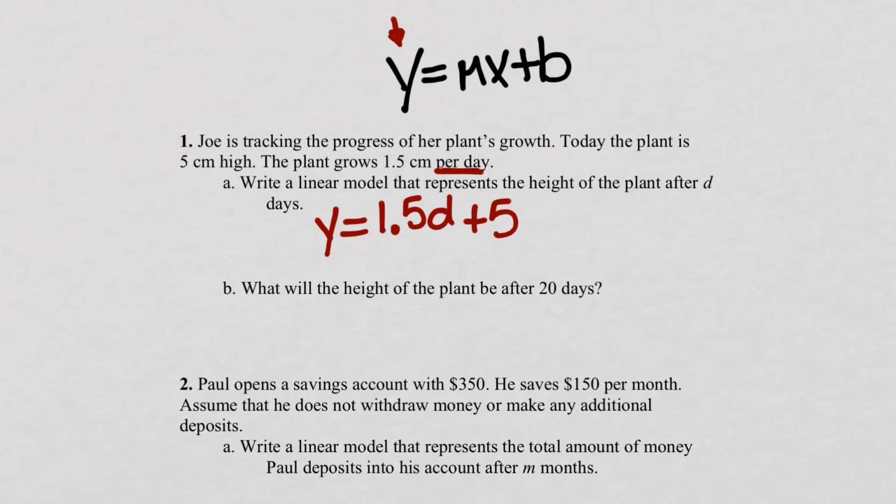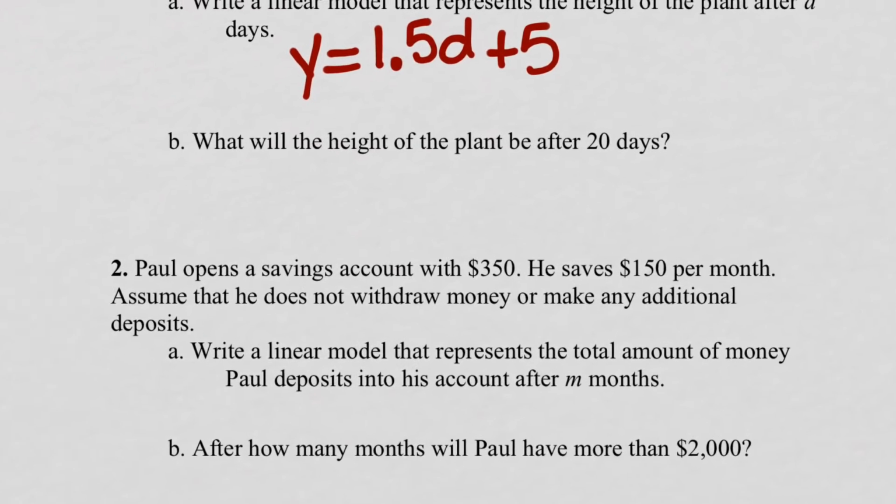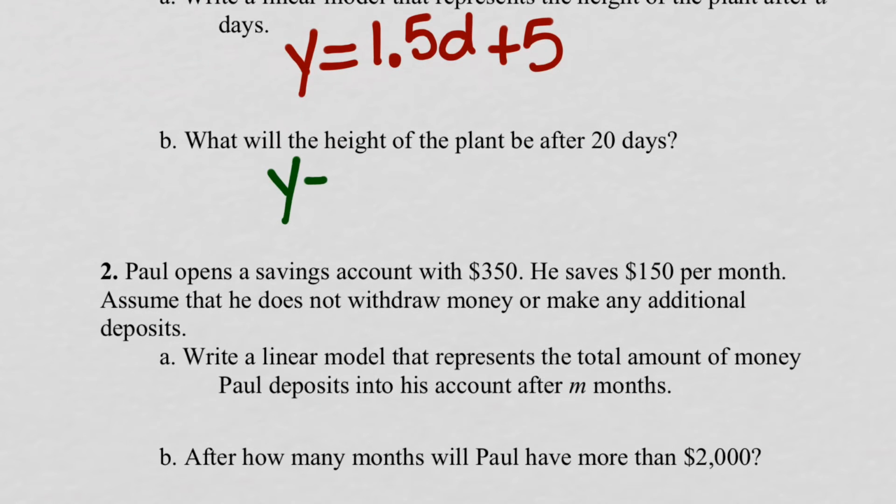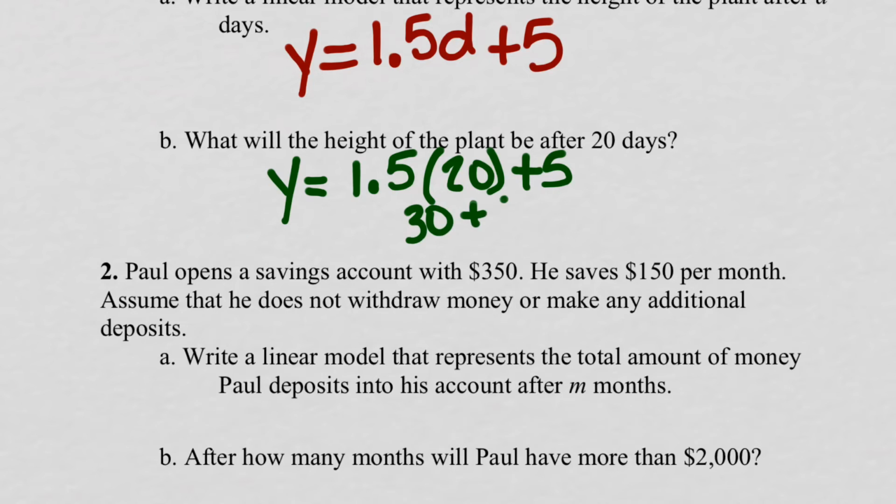When it asks what will be the height after 20 days, so what is our total height, or our y value for total height after 20 days? Means you're going to take out the d and plug in 20 and solve for y. 1.5 times 20 is 30. 30 plus 5 means that our plant is going to be 35 centimeters after 20 days.